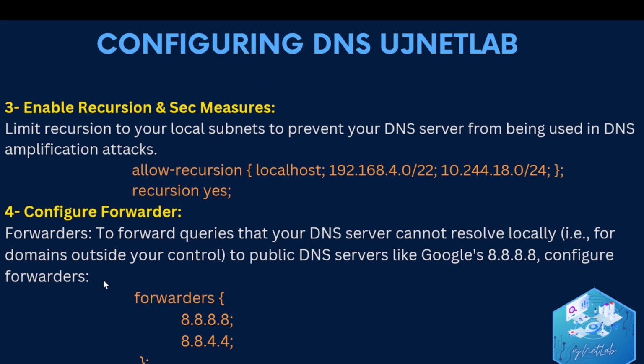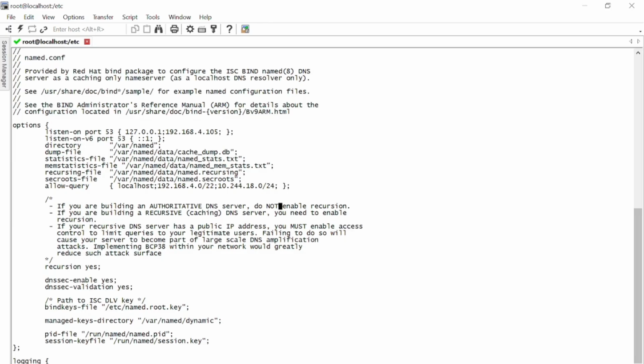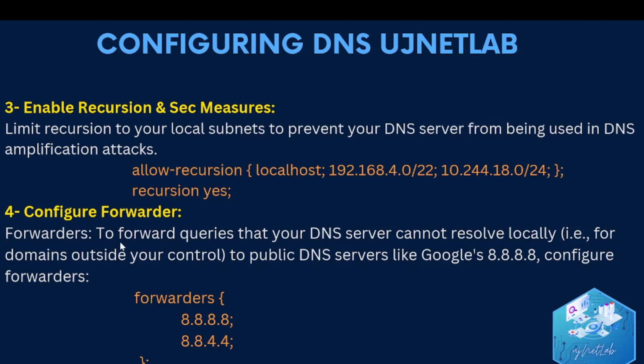Now what is the next step? Enable the recursion and security measures. I can go here. You see recursion is already enabled, but I can also set allow-recursion and limit the recursion. The recursion is a process, as I told you before, where the client asks, I need the answer. So to help the recursion process occur, it will happen only for these subnets.